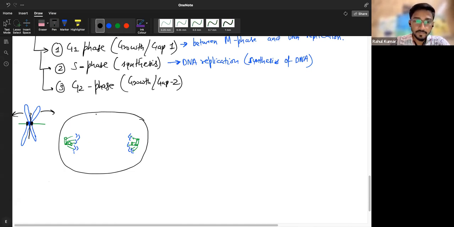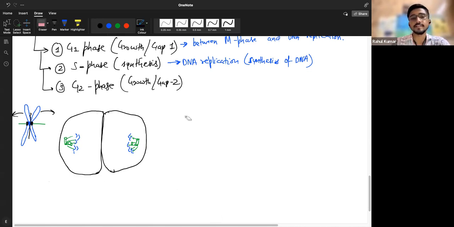And now it is a good time for the cell to start making a furrow. This is called a furrow. It starts invaginating, and then after some time, it becomes two different cells. Okay. You understand? It becomes two different cells. So if I remove this, magic. Two different cells are there.